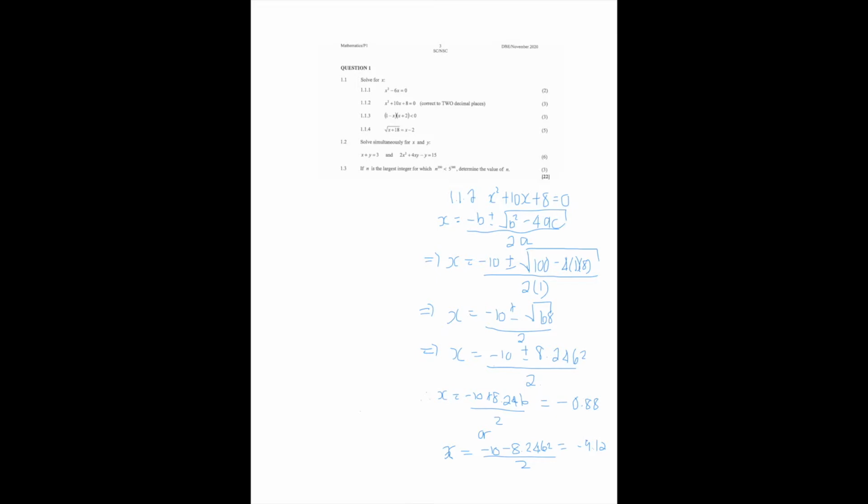Okay, so then how you would get your marks: your first mark is for correctly substituting the values of a, b, and c into the formula. Then the next marks would be for your values of x, and then you will get your 3 marks, and then we're done with question 1.1.2.